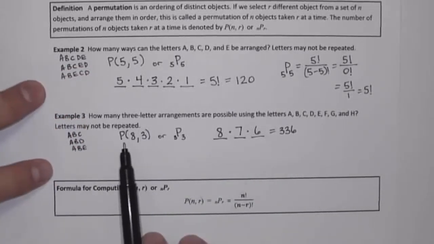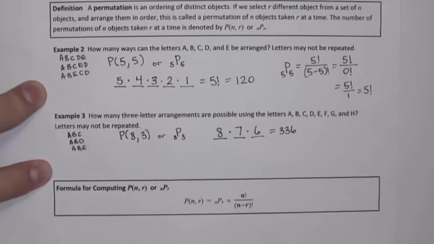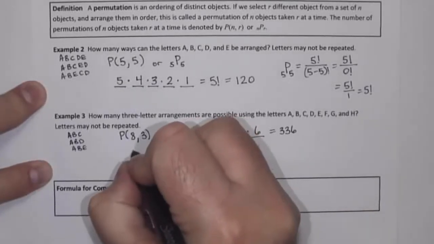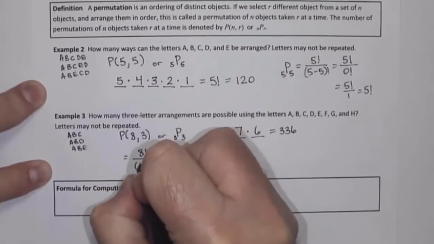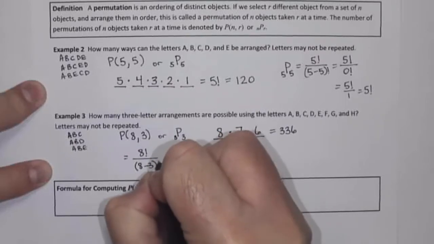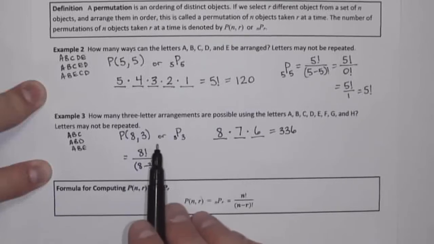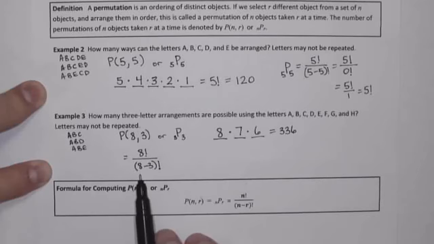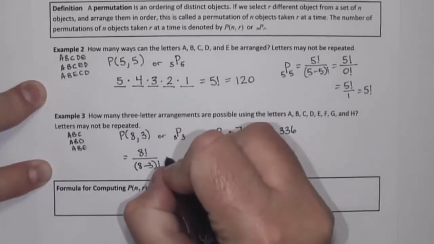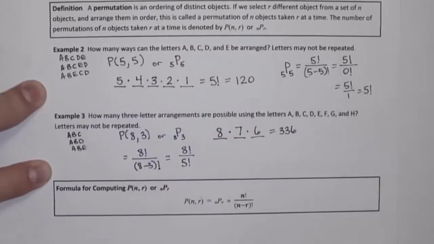So again, in example 3, we were looking at the permutation of 8 objects choosing 3 at a time. So by our definition here, this would equal 8 factorial divided by (8 minus 3) factorial. Again, the 8 in 8 factorial is coming from here, and the 3 in 8 minus 3 is coming from here. So this would equal 8 factorial over 5 factorial.